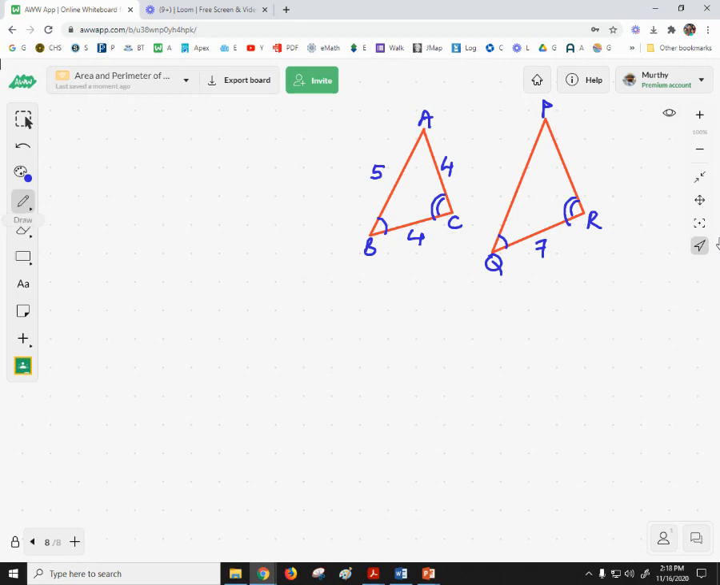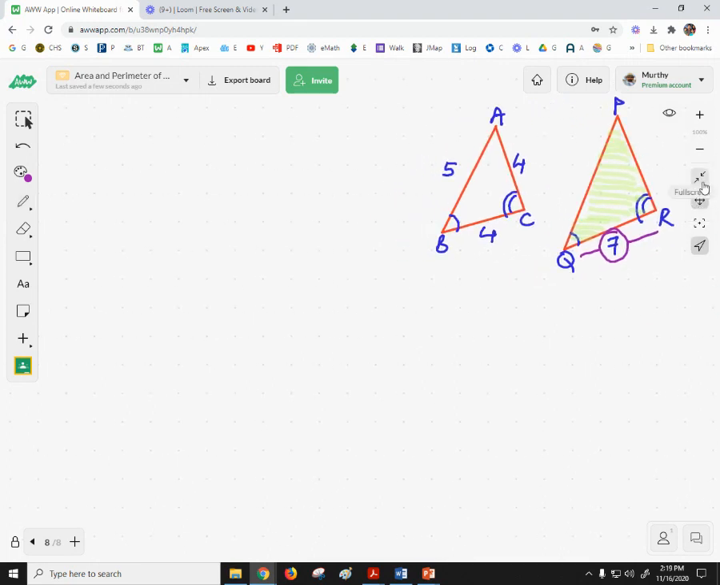Suppose you are asked to find the perimeter of the second triangle. Remember, perimeter means the sum of all the sides. Do I know all the sides of the second triangle? Obviously you can see that we know only one side. We don't know all three sides. Only one side is given. How to find the perimeter? Then we use the relation, that is, a similarity relation.